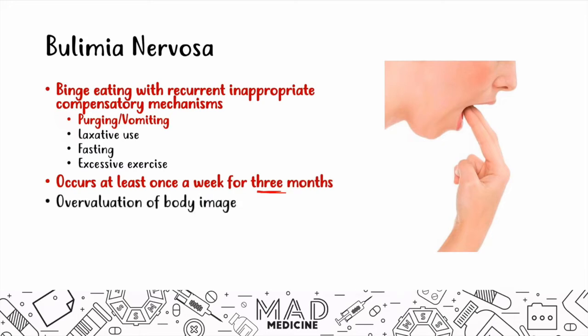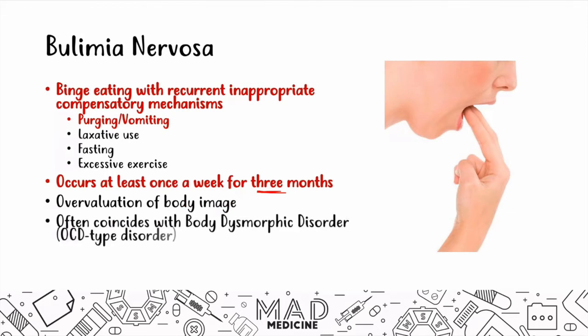And these patients end up having an overvaluation of their body image. What they think is that they're really fat, that they're overweight, even though they're not. This is also very closely associated with body dysmorphic disorder, as well as other types of OCD behavioral disorders. It's also associated with PTSD, OCD in general, and anxiety, etc. So, like I said, they're very closely associated with all these other psychiatric disorders.